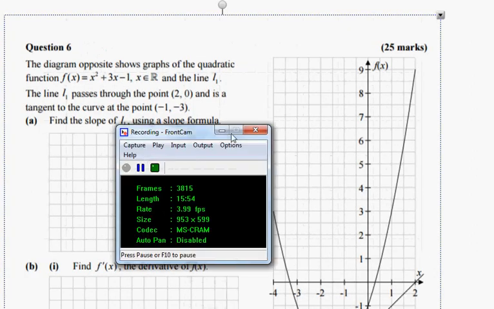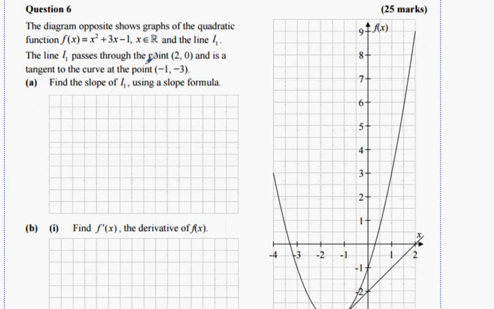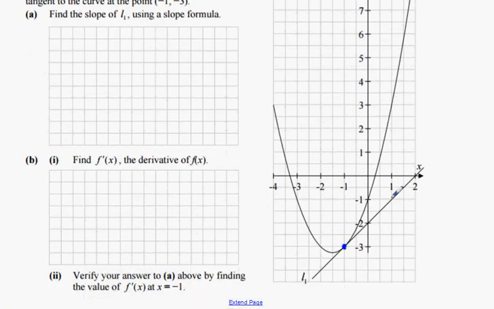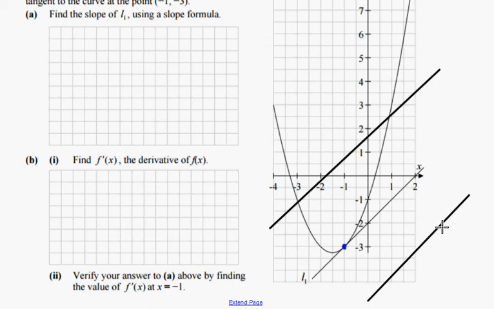So what we get here next, guys, is the diagram shows the graph of a quadratic function, f of x equals x squared plus 3x minus 1, x is an element of R, which means x can be a fraction, it can be a decimal, it can be what it wants, okay? You have the line L1. L1 passes through the point 2, 0, and is a tangent to the curve at the point minus 1, minus 3. Now, what does a tangent mean? It means it only touches the curve once.